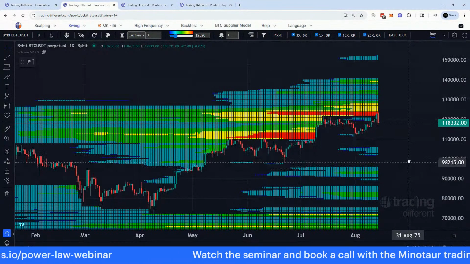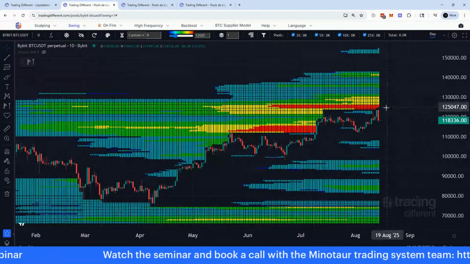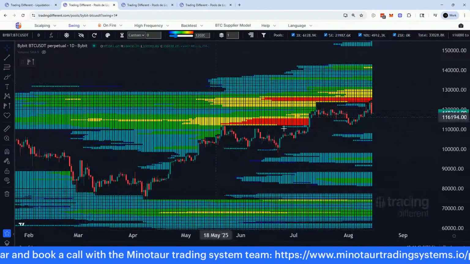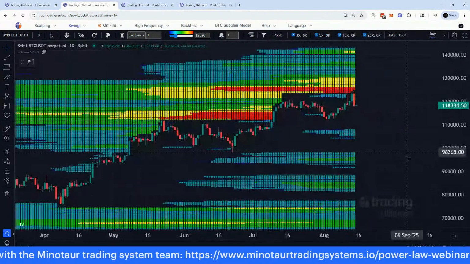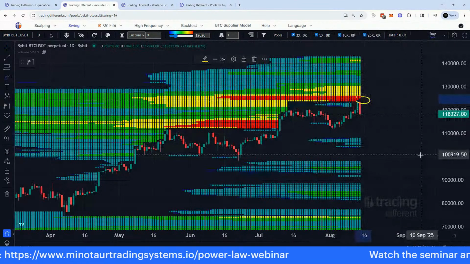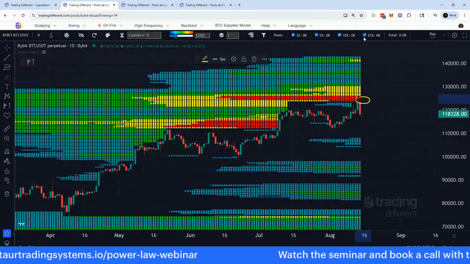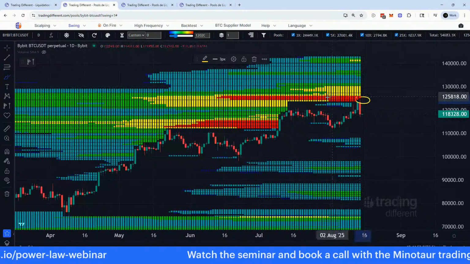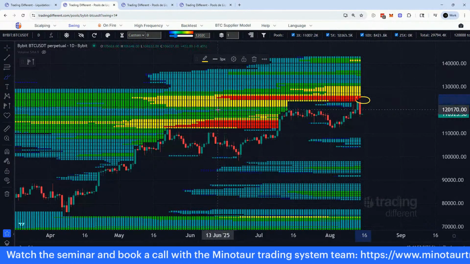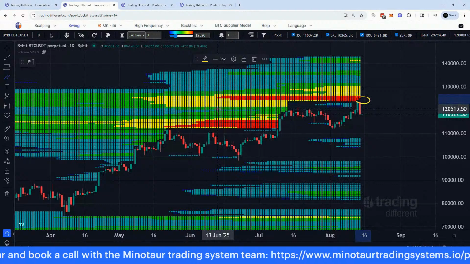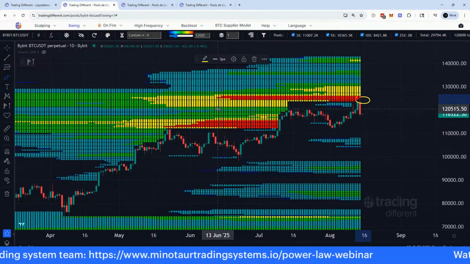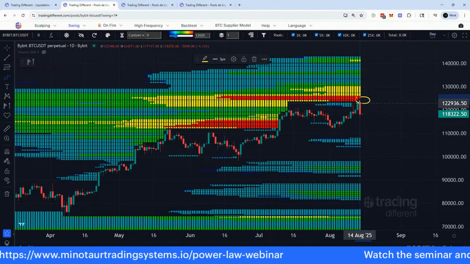So yesterday we put in an all-time high on Bitcoin here. Let's zoom in a little bit. We put in an all-time high and we started tapping into this high concentration of 25x liquidity that's packed in real heavy. It's been there since the middle of June, so it's been there for two months. That's a long time. It's a heavy concentration.